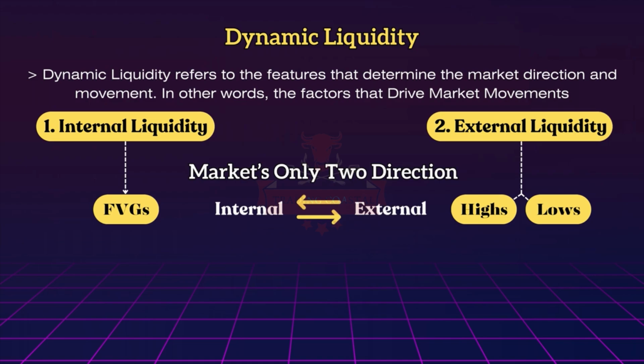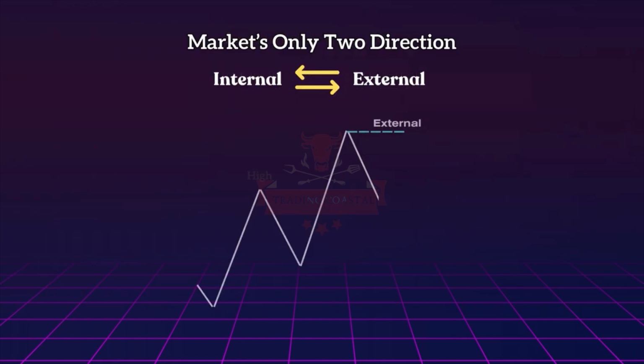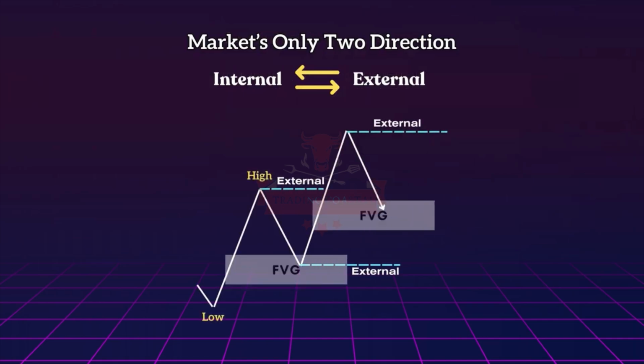Price in the market always moves between internal and external liquidity. Imagine it like a continuous circle, where price moves either from internal to external liquidity, or from external to internal liquidity. If we look at the schematic figure here, it shows a rally wave that moves upwards, sweeping the external liquidity gathered above the previous high. After this, the price shifts towards internal liquidity, indicated by this fair value gap, to fill the gaps left behind.